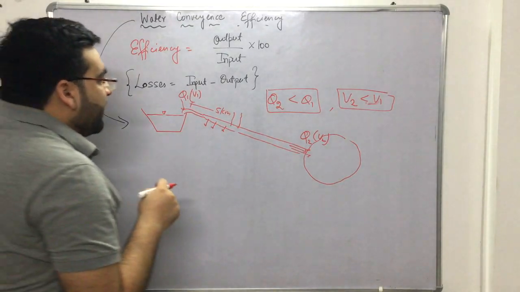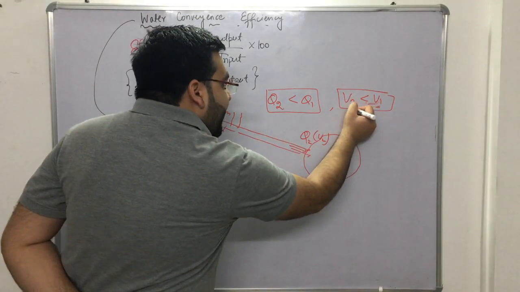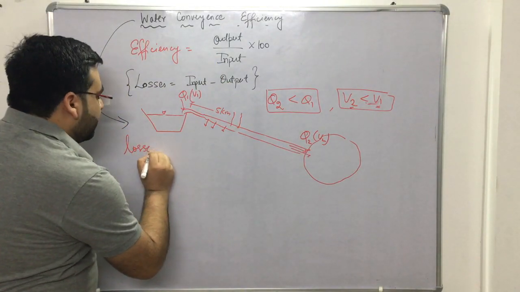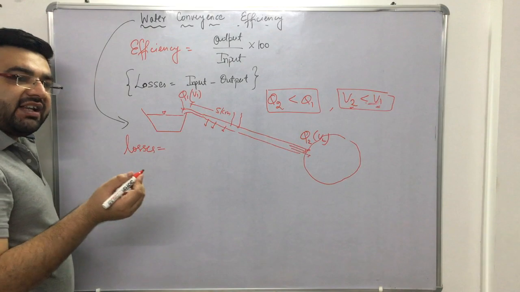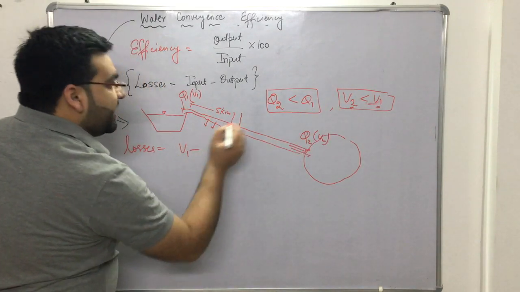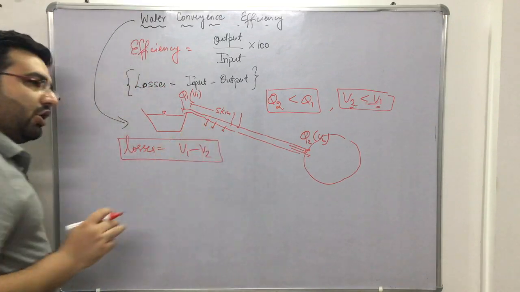Okay. Now what about the losses? Initially it is V1 and finally it is V2. So losses will be equal to initial minus final, or input minus output. The input is V1 and the output is V2. So these will be the losses of water.